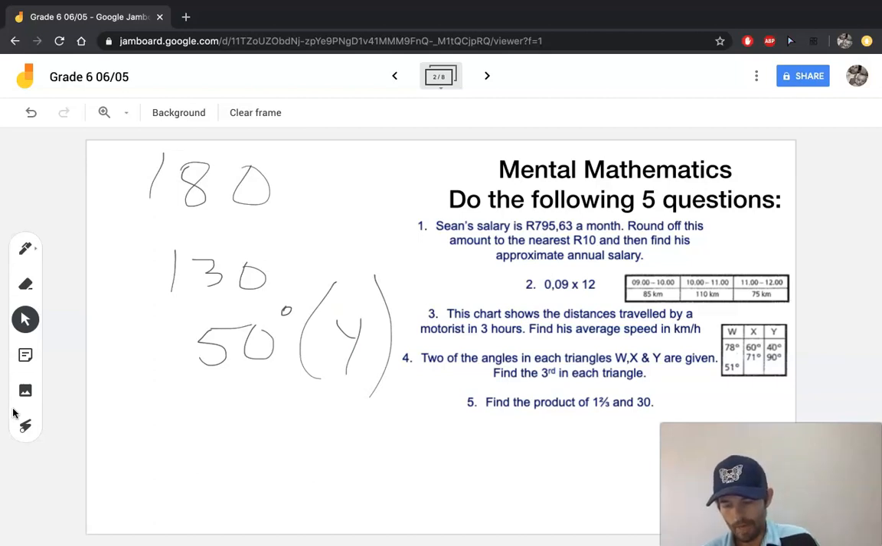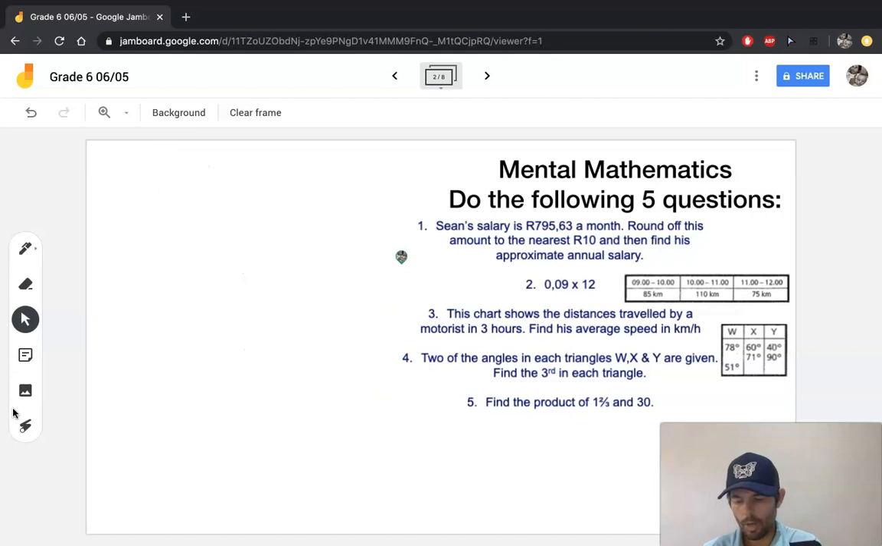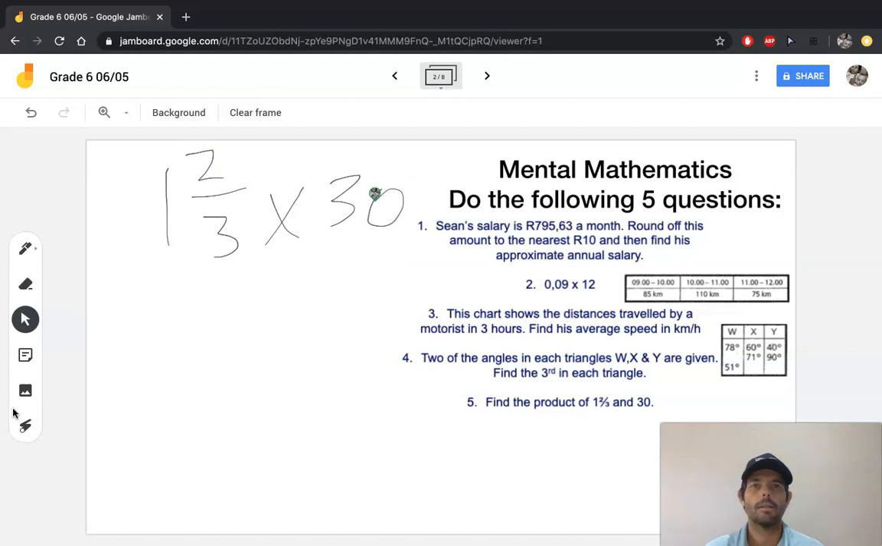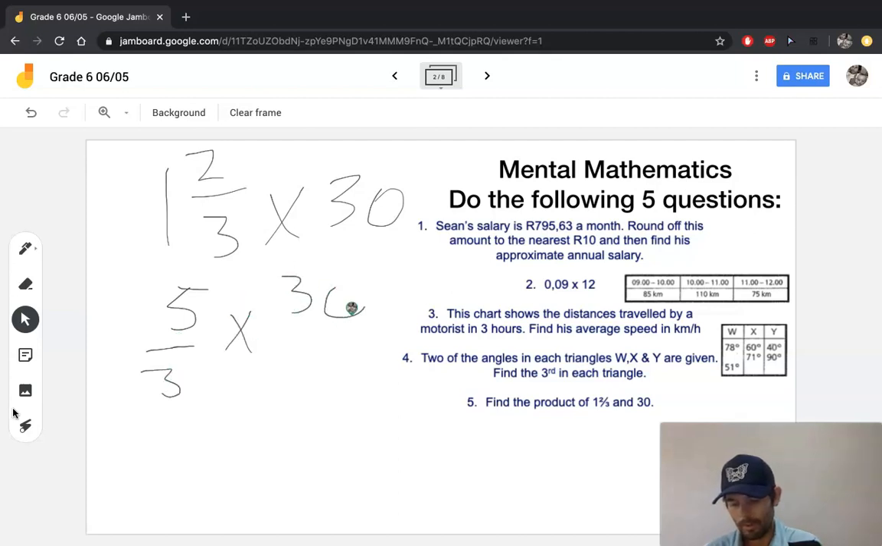And then question number 5. Let's clean some space. Find the product of 1 2/3 and 30. Okay, so remember, product is the name given to the answer of a multiplication question. So the first thing I'm going to do is convert that to an improper fraction, and I'm going to convert 30 to a fraction, so I'm dealing with 2 fractions, so it just makes a little bit more sense. Now you can either say 5 times 30 is 150, and then 3 times 1 is 3, so you've got 150 over 3, which is 50.